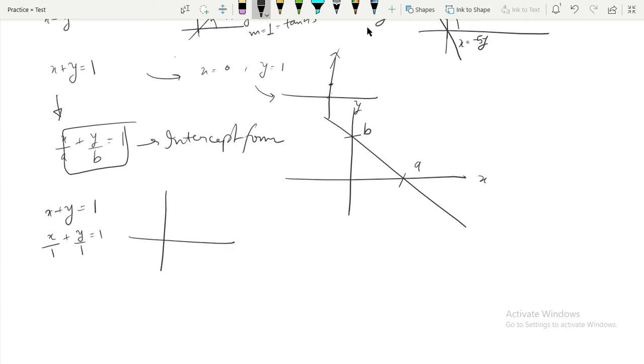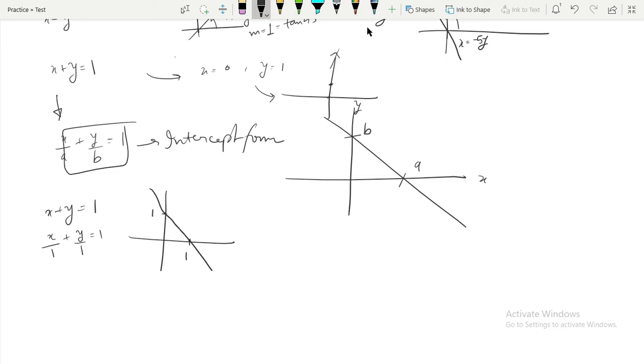For the x-axis the intercept is 1, for the y-axis this intercept is also 1. So these 2 points, we need only 2 points to plot a line. We have got the 2 points, and now we can just draw a straight line like this. So this is the equation of the line.